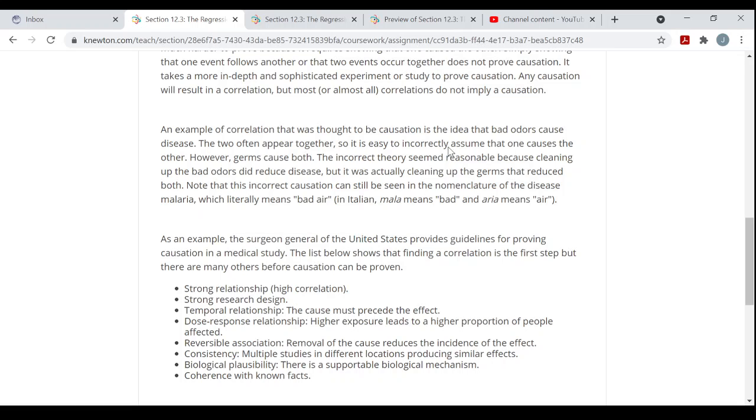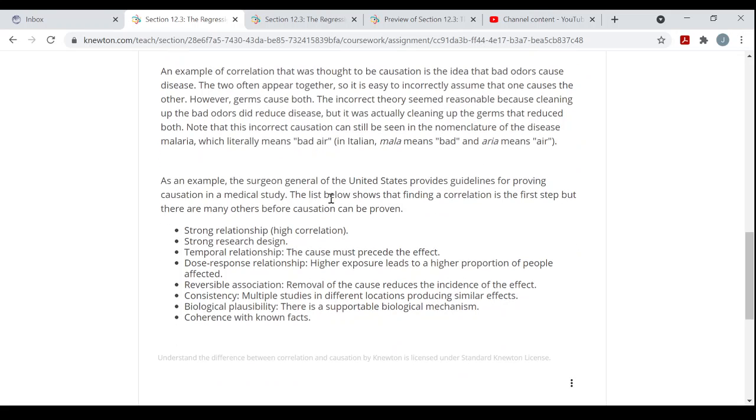Okay, so here, right there, you can show that bad odor and disease are correlated, but one does not cause the other. Right? The germs cause both of them. So you gotta be careful.